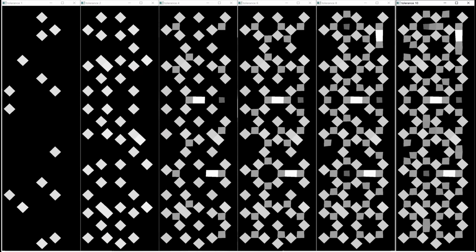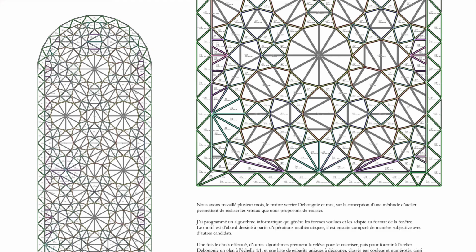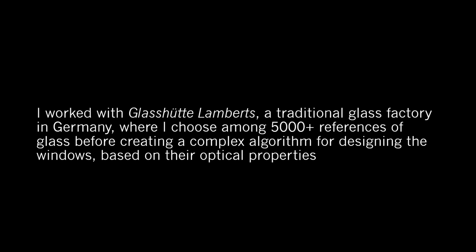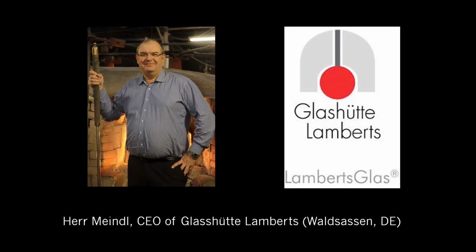And then I also created these algorithms that generate geometrical patterns that later became this kind of complex map to create an actual piece of stained glass with the lead lines and the different types of glass. These are other pictures from the algorithm. And I worked with a traditional glass factory in Germany where they have more than 5,000 different types of glass. And I just wanted to show you because it's wonderful.